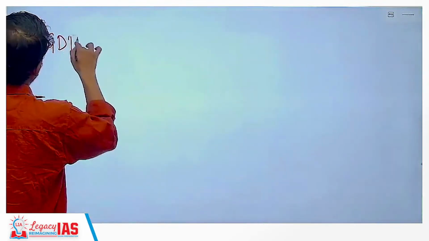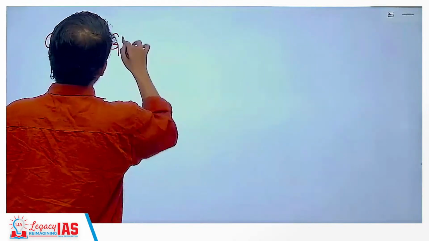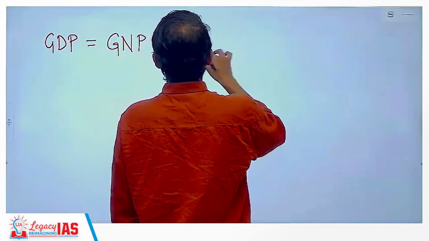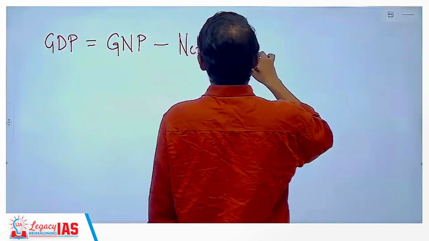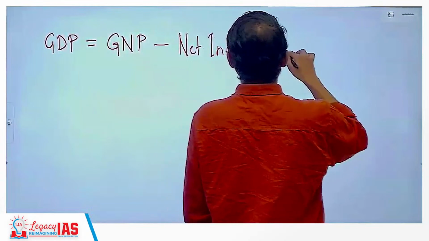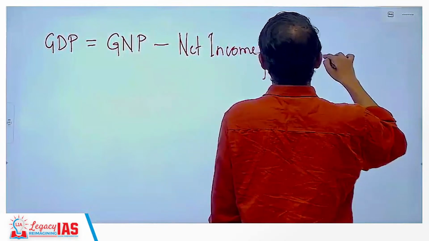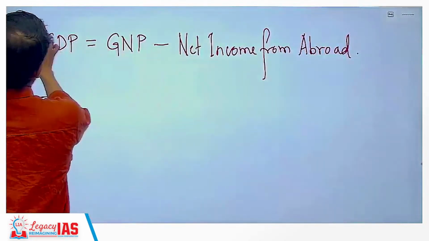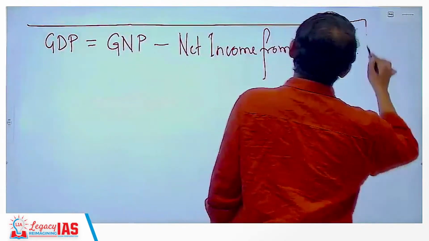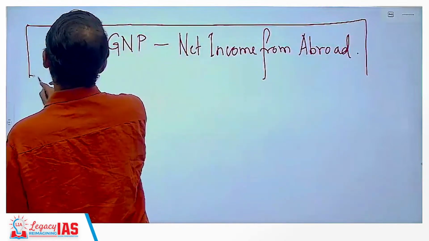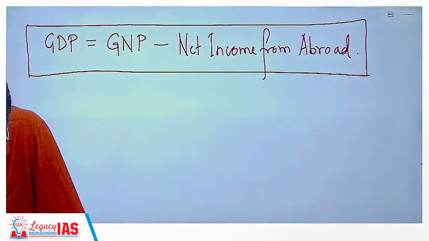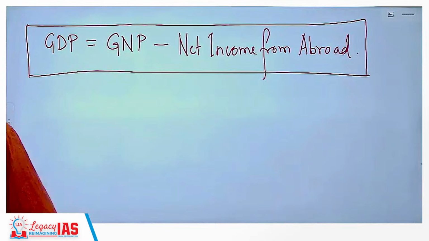GDP equals GNP minus net income from abroad. This is your relationship. This is the formula. GDP equals GNP.